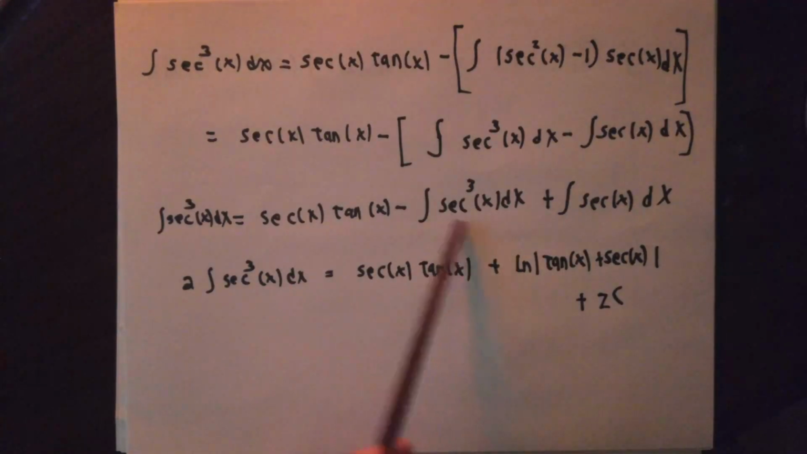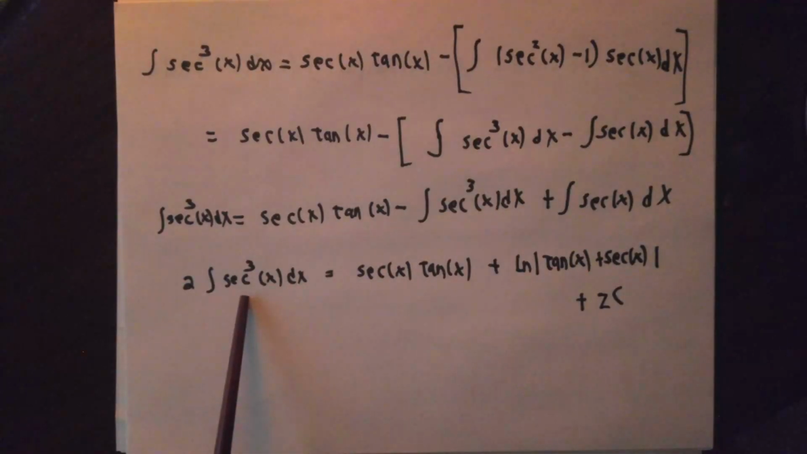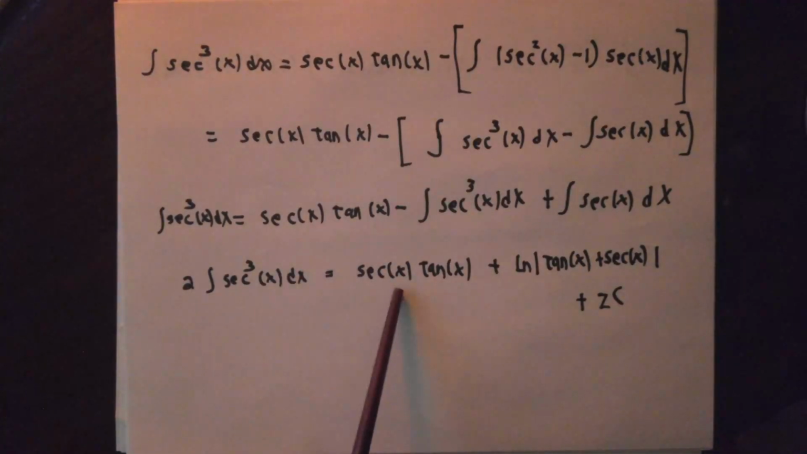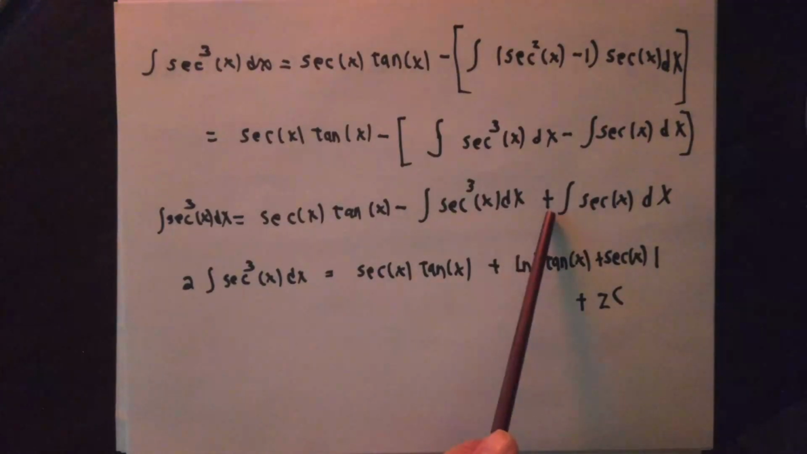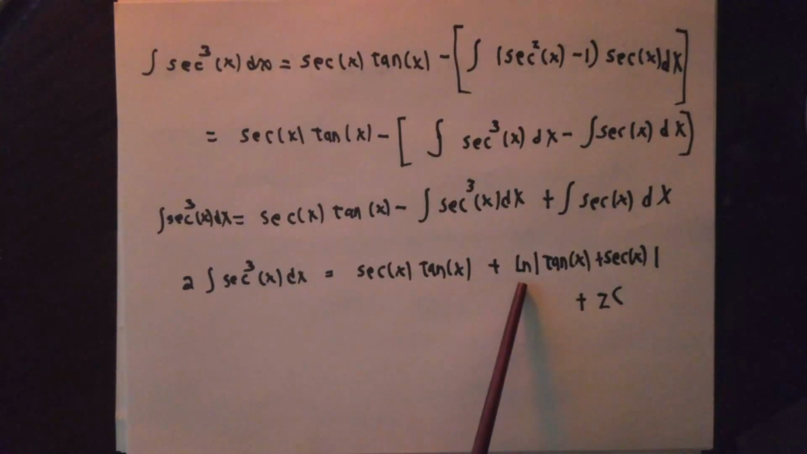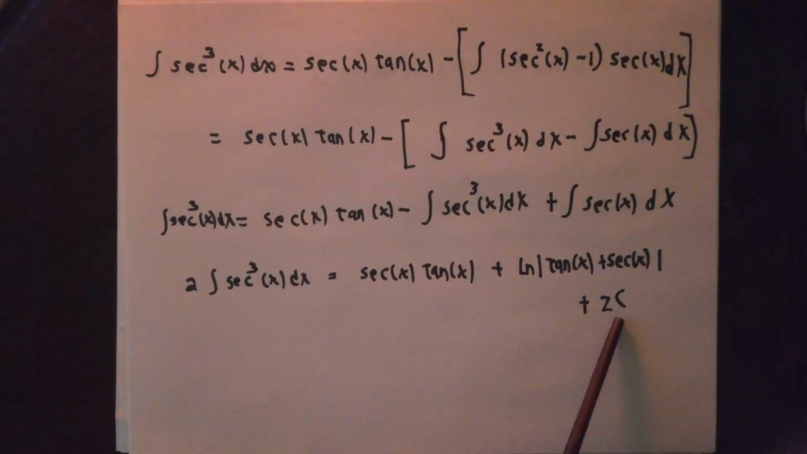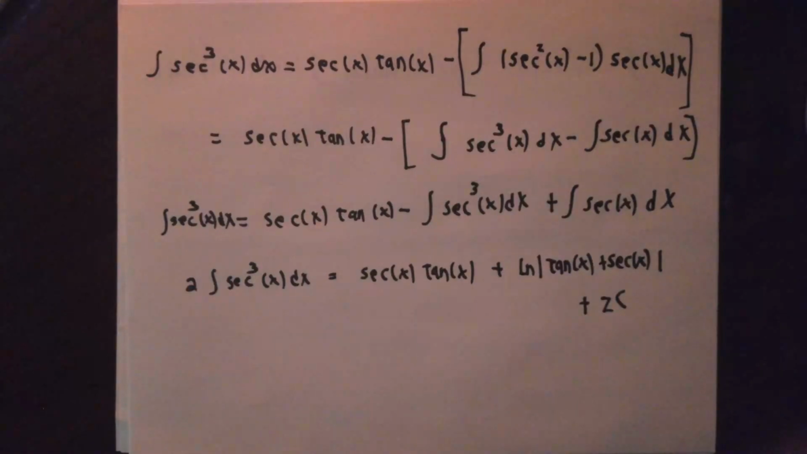So moving this term over to the other side, I get 2 times the integral of secant cubed x dx is secant x tangent x plus the integral of secant x dx, which from our list is natural log absolute value of tangent x plus secant x, and I should add on a constant. I'm going to write my constant in kind of a funny way. I'm going to write it as 2 times some other constant, for reasons that will become obvious in the next comment.